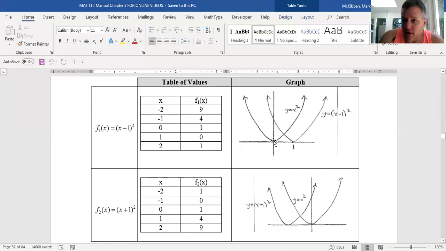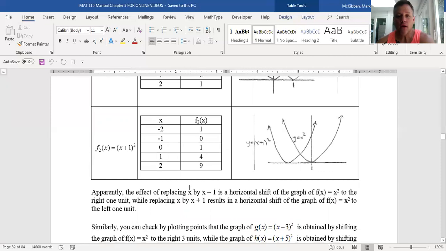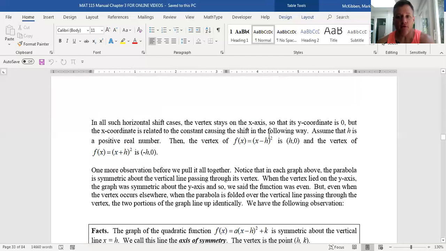And if you compare it to the original x squared, you can check point for point that it's going to slide over to the right. If you add 1 to the input, you can check that it slides it over to the left. If you don't believe me, actually plot the points and you'll see that that is the case.